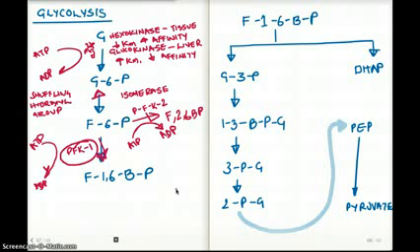What is a rate-limiting enzyme? It means it has the slowest step. When we draw a rate-limiting enzyme, we're supposed to get a sigmoidal curve. Whenever we draw a rate-limiting enzyme, it always ends up being a sigmoidal curve. And this is also the slowest step in the entire glycolytic pathway.